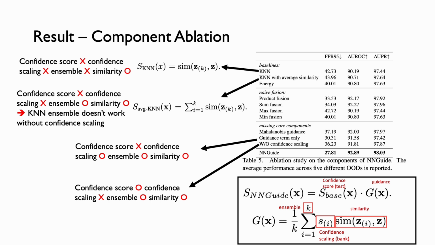The third experiment includes confidence scaling as well and shows some improvement without the help of the confidence score of the test sample. The final experiment excludes only confidence scaling of the bank set and shows a bit of improvement. However, both results underperform our suggested method, and we can observe the importance of the synergy of all components.